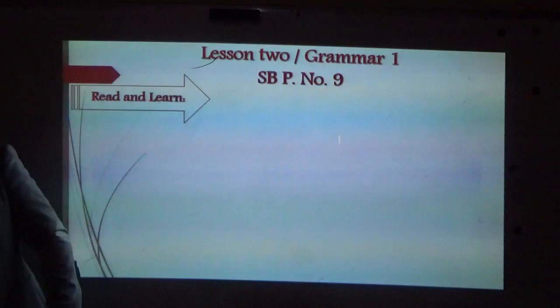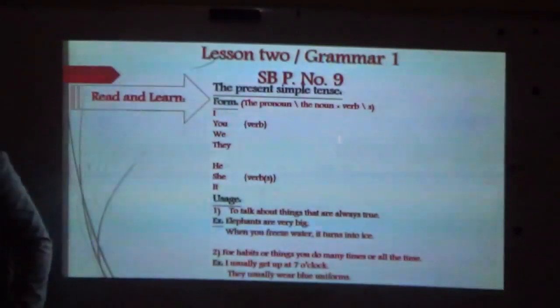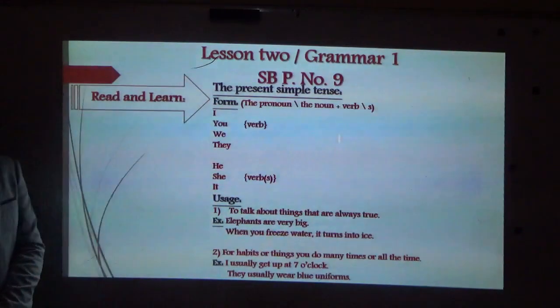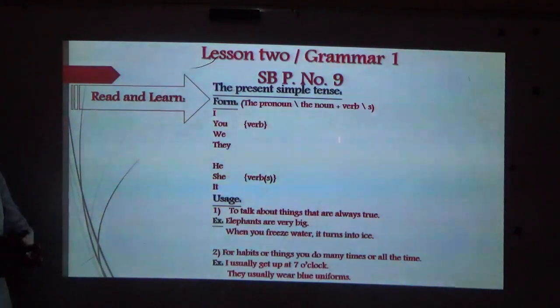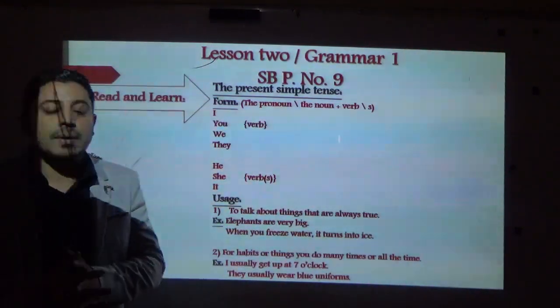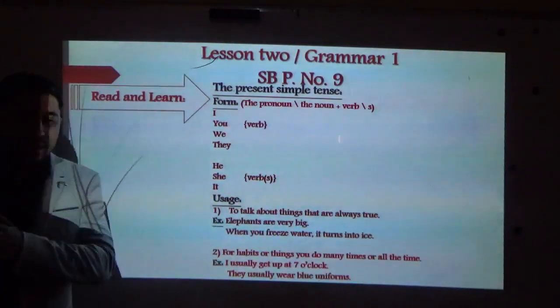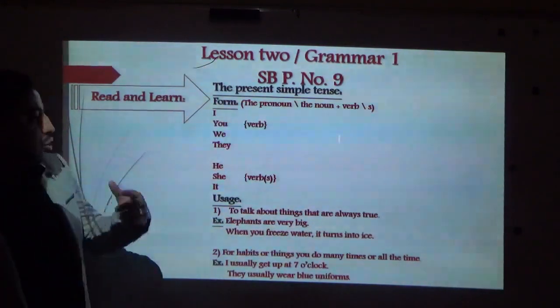Listen to the grammar lesson about the present simple tense. Okay. Listen to grammar, student book page number 9. The present simple tense. Okay, before we start, we want to know what the present simple tense is. The present simple uses the first form of the verb. What is the meaning of the first form of the verb? The first form of the verb is the verb without any addition, like eat, do, walk, run, talk, and so on.